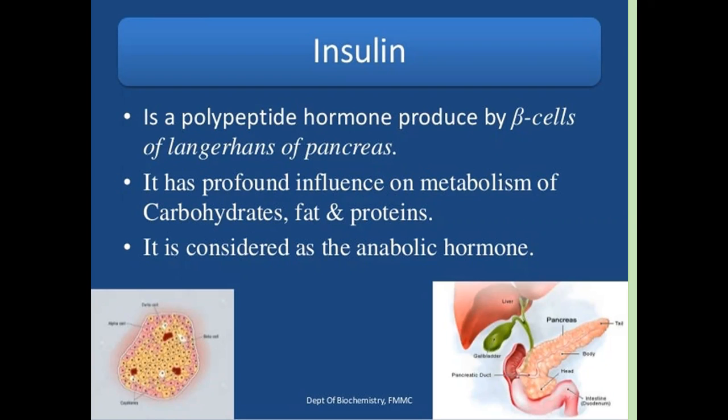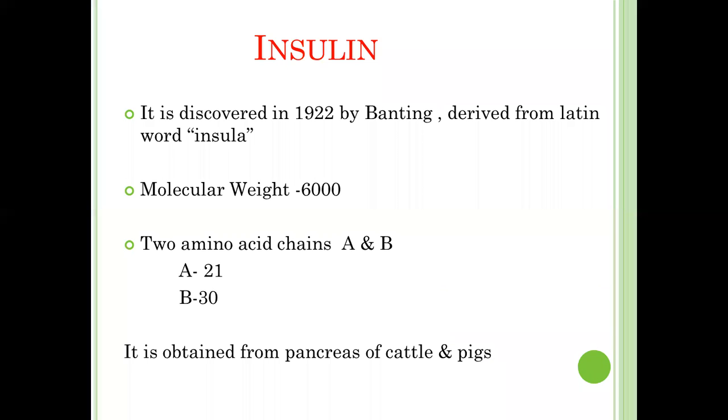Then it is considered as an anabolic hormone. There are two types: anabolism and catabolism. These are the types of metabolism. So insulin here acts as an anabolic hormone. It is a polypeptide hormone secreted by beta cells of islets of Langerhans of pancreas, and it was discovered in 1922 by Banting. It is derived from the Latin word insula.